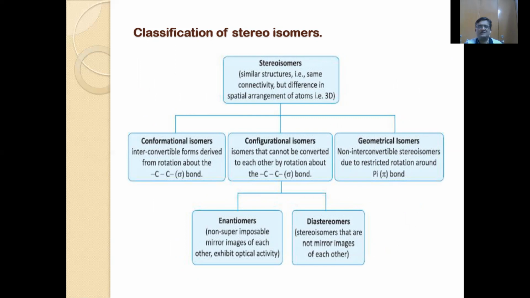When you go to the classification, depending upon the type of arrangement, either by virtue of free rotation around a carbon-carbon double bond, or by virtue of rotation of the plane of polarized light, or through single bond rotation. Those compounds in which the arrangements take place in a different way and are exhibited by free rotation around a carbon-carbon single bond are called conformational isomers.